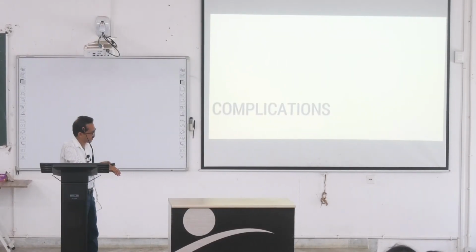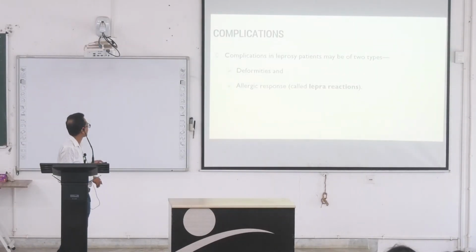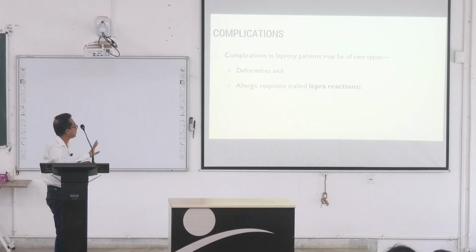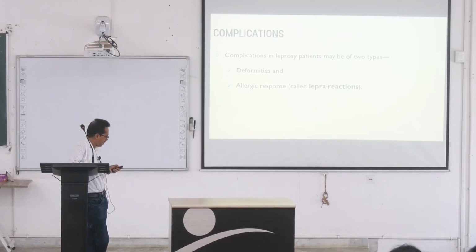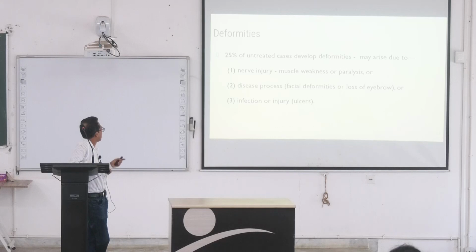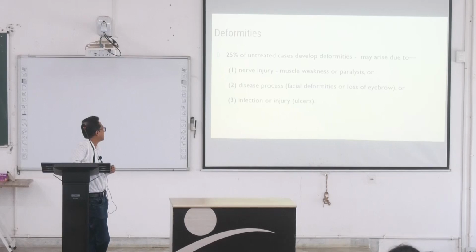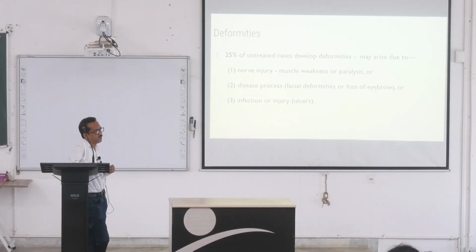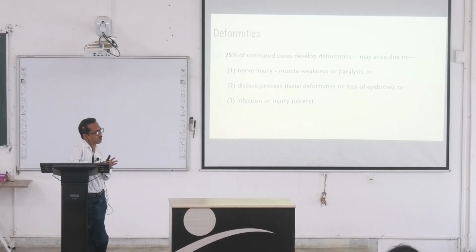Now what are the complications? There may be two types of complications. One is deformity, another is allergic response. We'll go on separately. 25% of untreated cases develop deformities. Why do deformities develop? Because leprosy can involve any organ or any part of our body. So nerve injury, muscle weakness or paralysis due to sensory neural loss or motor loss.